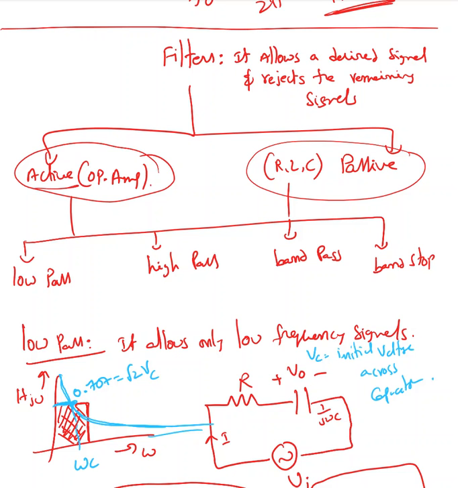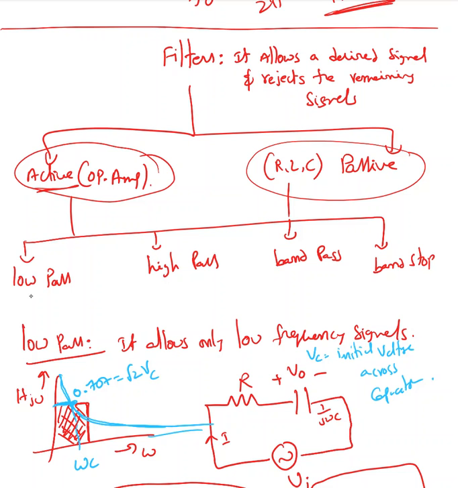One is active filters. Active filters are made with operational amplifiers or transistors. Another one is passive filters. Passive filters are made with resistors, inductors, and capacitors. Now, both active filters and passive filters are further divided into four categories: low pass filter, high pass filter, band pass, and band stop.